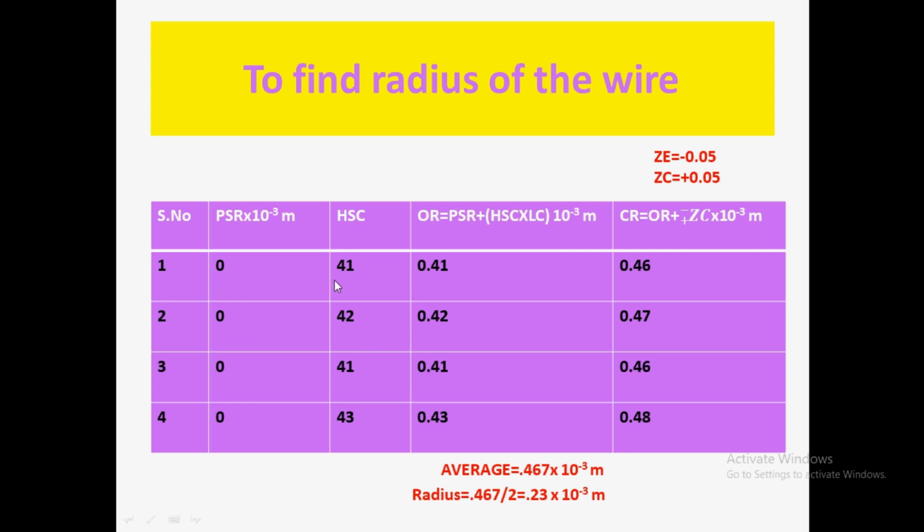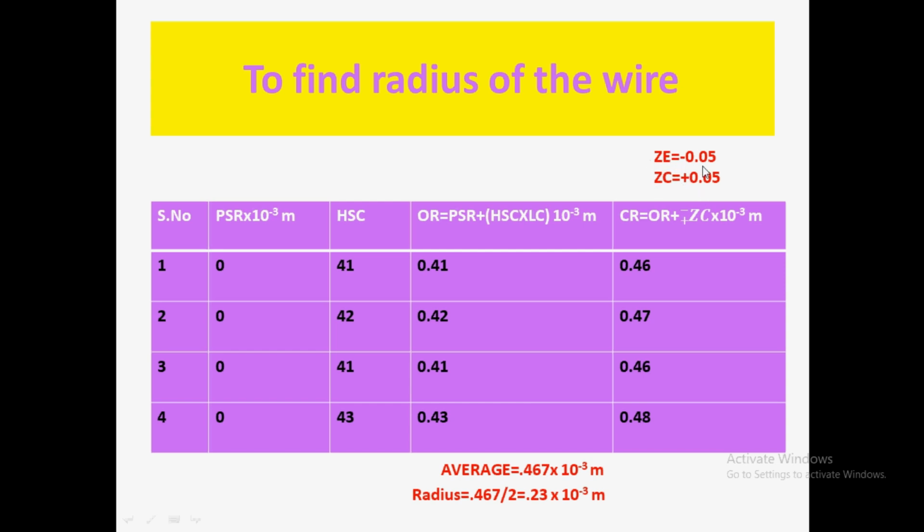So the first reading is 0.44, then 0.42, 0.41, 0.43. And the observed reading is nothing but PSR plus HSC into least count. Do this calculation, you get 0.41, 0.42, 0.41, 0.43. Again, the corrected reading: how do we get it? You have to add or subtract from this reading depending upon the error and the correction.